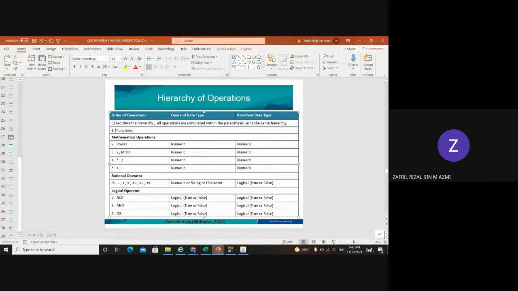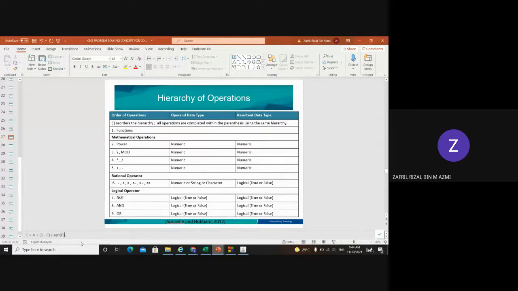And then we have functions over here. So let's say if we have SQRT, square root.